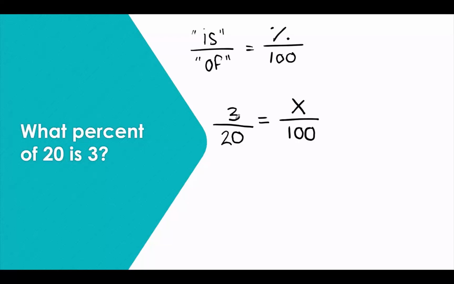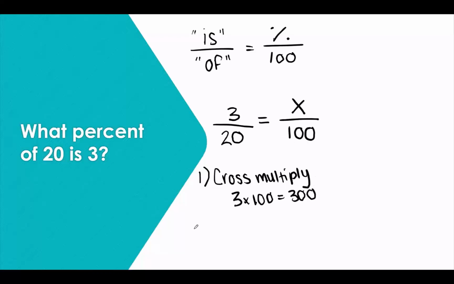Now I'm going to use an X for the missing value, but if you'd rather use a question mark or another variable like a P or a Y, feel free to use whatever you're comfortable with. So the next step after we set up our equation is going to be to cross multiply. And by this, I mean we are going to multiply the two known values that are across from each other diagonally. In this case, my 3 and 100 are the only two numbers that are diagonal from each other that we know both of. So 3 times 100 equals 300.